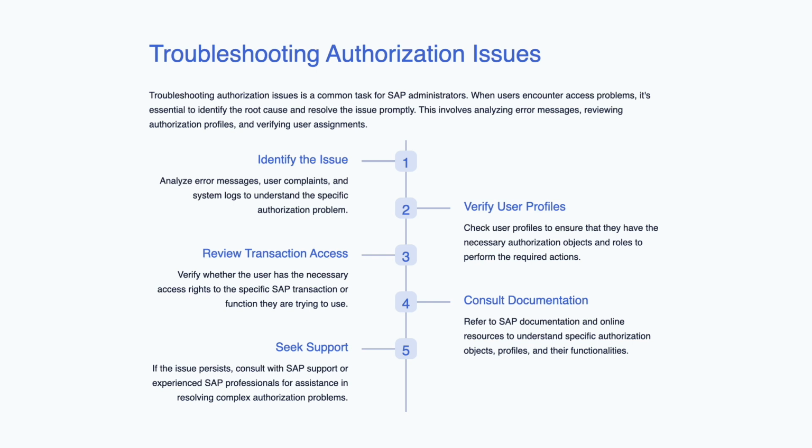Next one is consult documentation. If the issue persists, consult SAP documentation and online resources to gain a deeper understanding of the relevant authorization objects and profiles, helping to resolve the problem. Finally, if the issue remains unresolved, seek support from SAP experts or consult with experienced professionals to address complex authorization problems effectively. Thank you for watching.